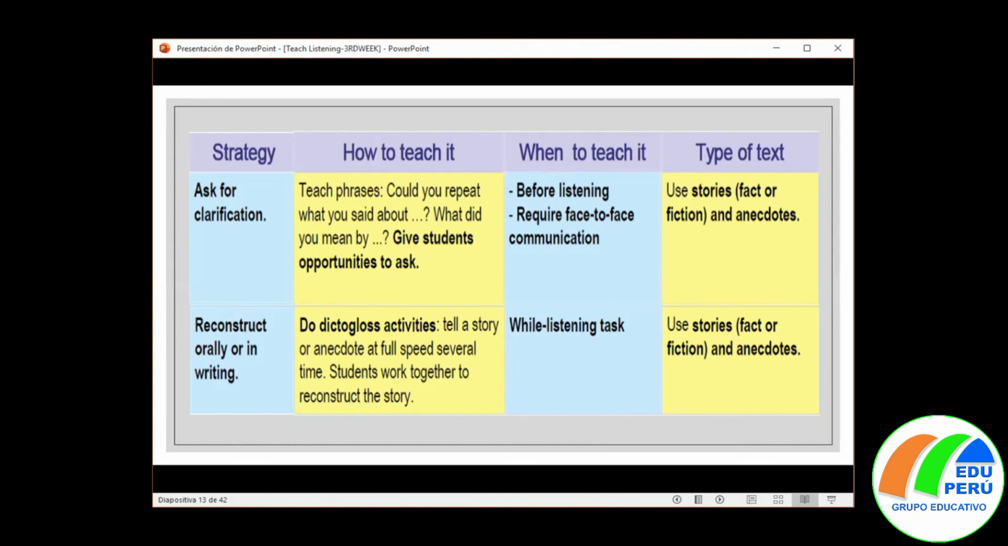What type of text? As it says here, a story or anecdotes. This is that Dictogloss. Remember, this activity is very, very interesting. Dictogloss. Don't forget about it. Try to use it.